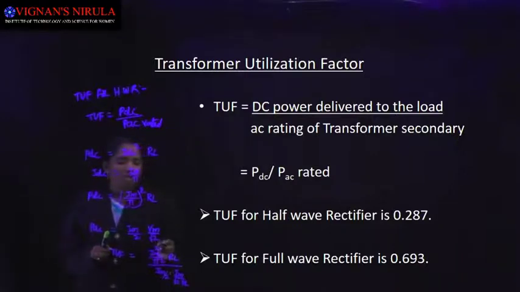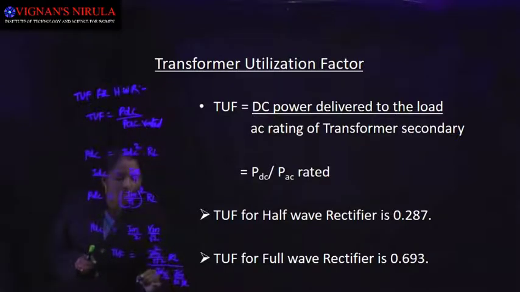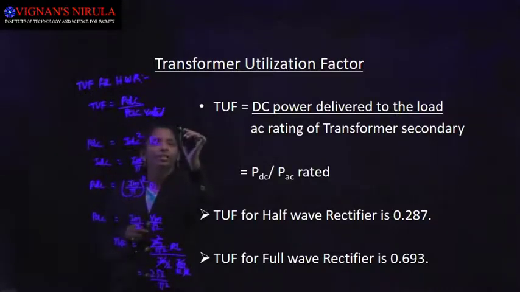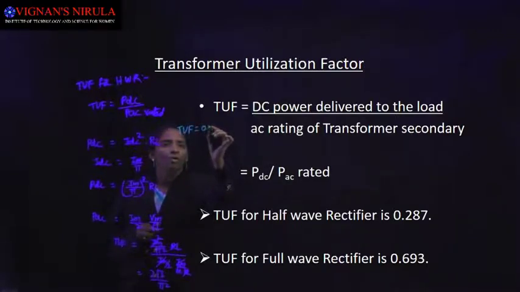Now Im square and Im get cancelled. RL gets cancelled. Then we will get the transformer utilization factor TUF equals 2 root 2 divided by pi square. After simplification, TUF equals 0.287 for the half wave rectifier.